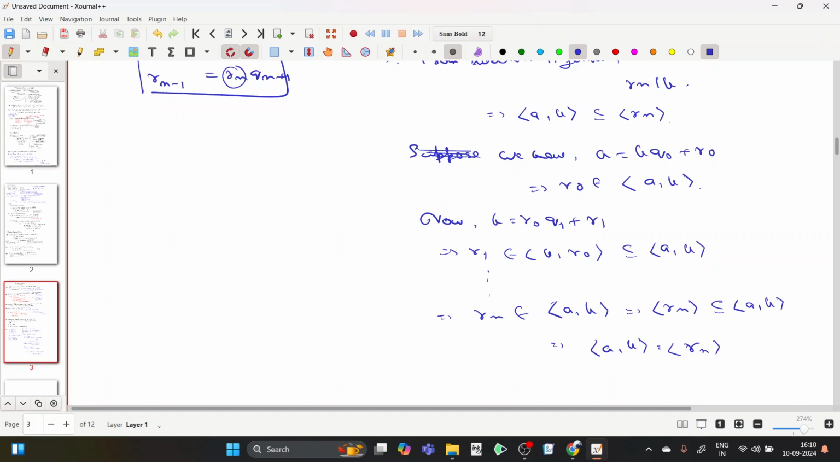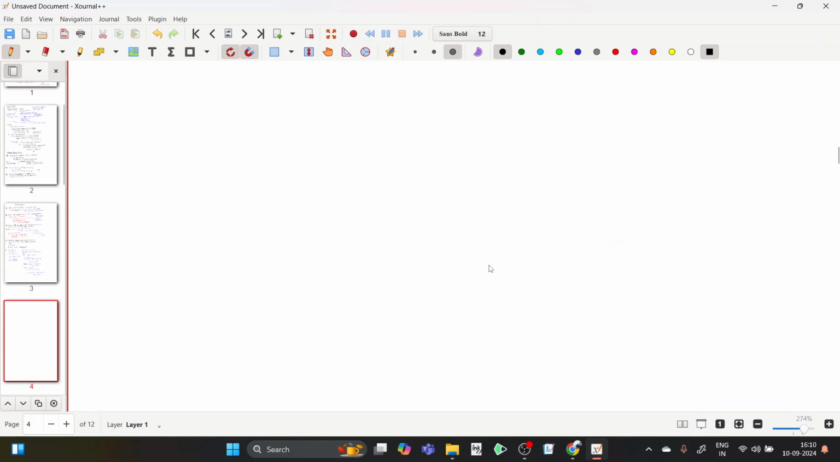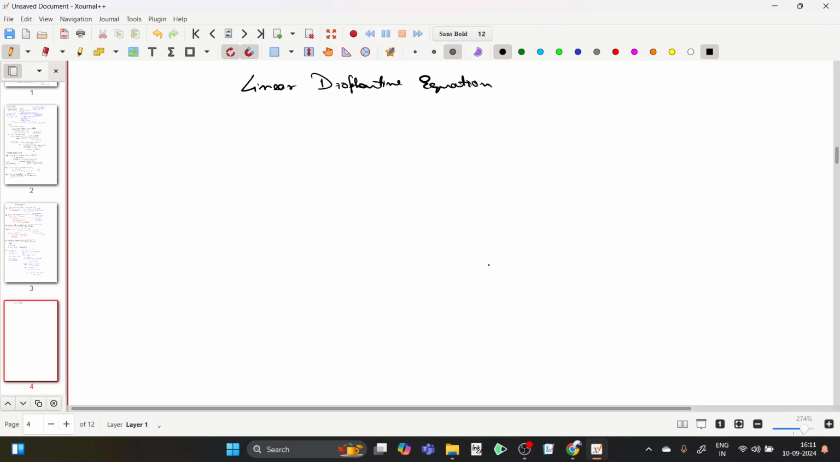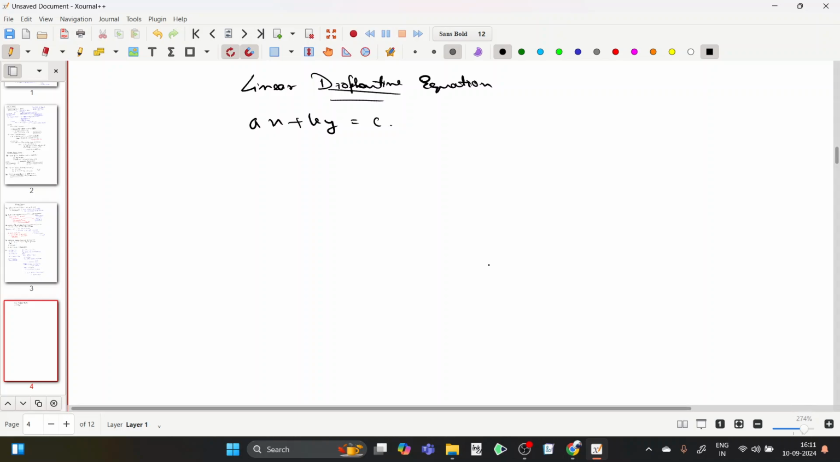Clear? Okay. Now all these propositions actually lead to a very fine number theoretic equation called the Diophantine equation, or in this case the linear Diophantine equation. A linear Diophantine equation is an equation of the form ax plus by equals c, where a, b, c are integers, and x and y are indeterminates. We need to find them.